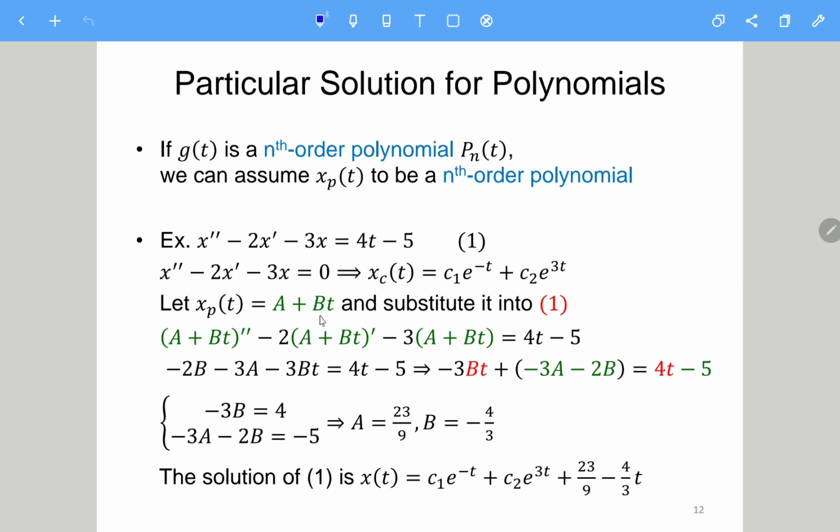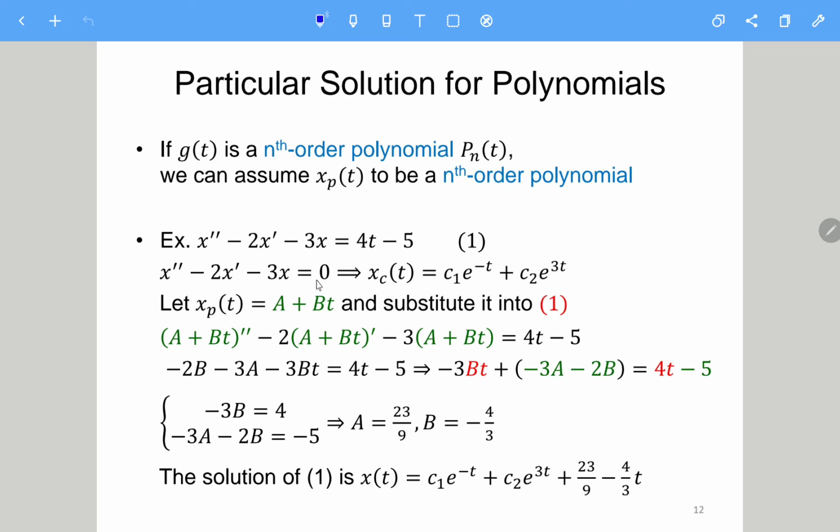But before going there, we solve for the homogeneous solution first. We let the right hand side be 0, so we have x double prime minus 2x prime minus 3x equals 0. For this equation, the roots are -1 and 3, so this is the homogeneous solution. Then we assume the particular solution to be a first order polynomial, because we have 4t minus 5 on the right side.